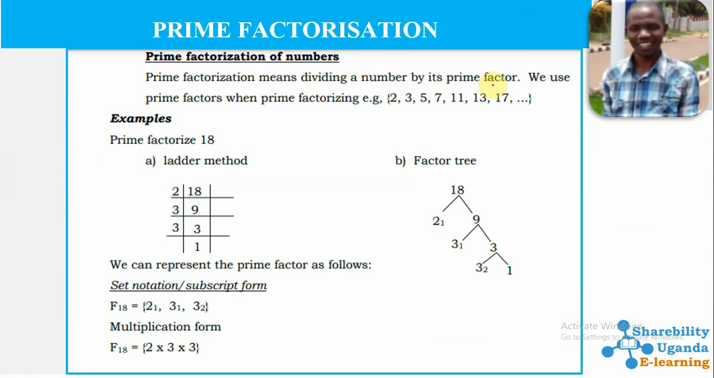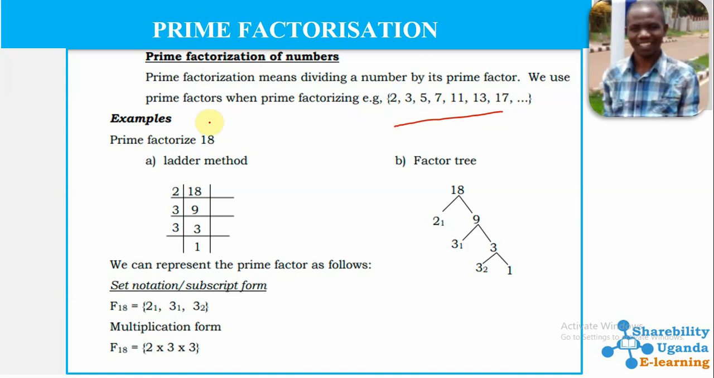A remainder. Is that clear? Okay, so now here they are giving us examples of those prime factor numbers. They are saying we have a 2 here, we have a 3, a 5, a 7, 11, 13, 17, and so on. All right.